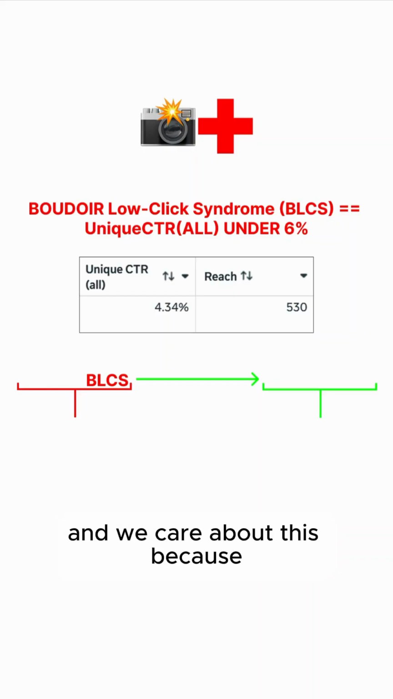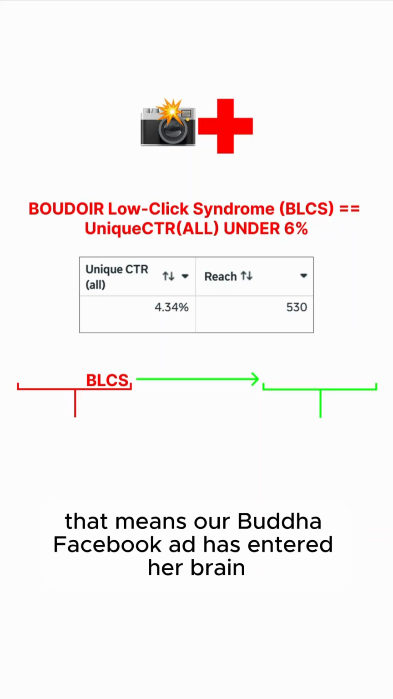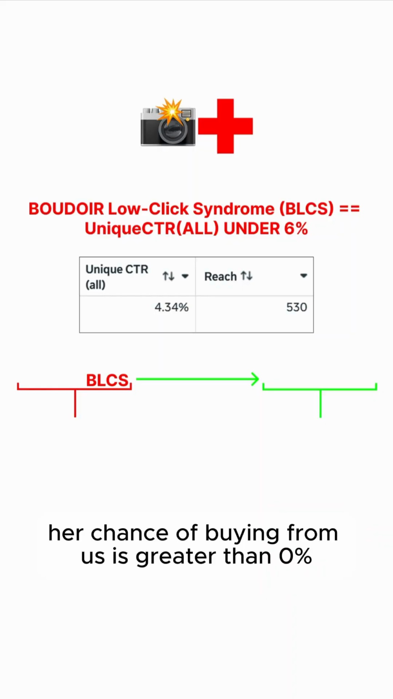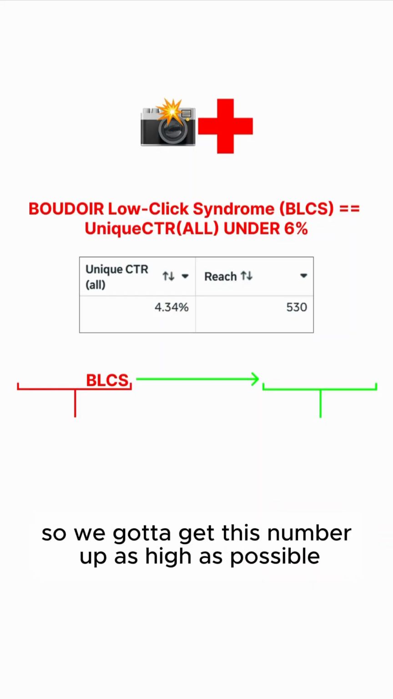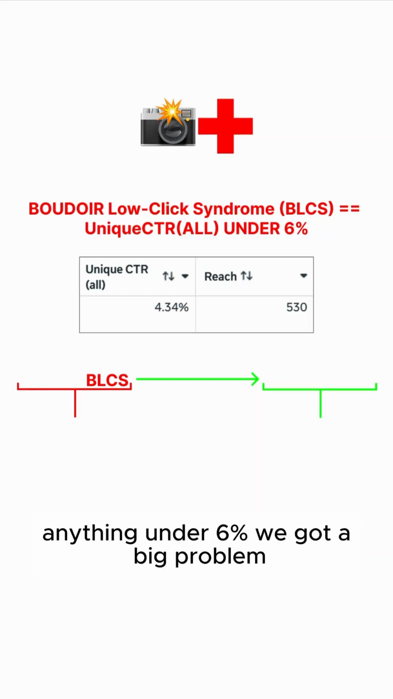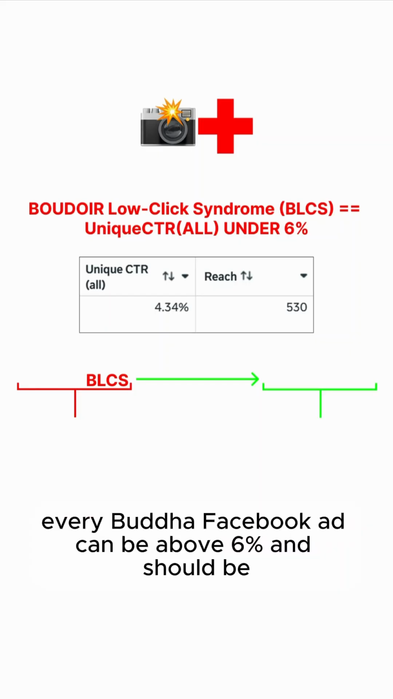And we care about this because if a woman's clicking on our Boudoir Facebook ad, that means our Boudoir Facebook ad has entered her brain. And that is the only way her chance of buying from us is greater than 0%. So we gotta get this number up as high as possible, but 6% is the minimum. Anything under 6%, we got a big problem. Every Boudoir Facebook ad can be above 6% and should be.